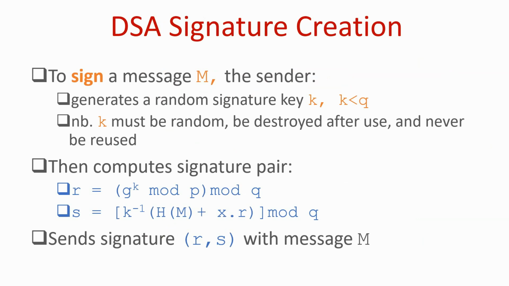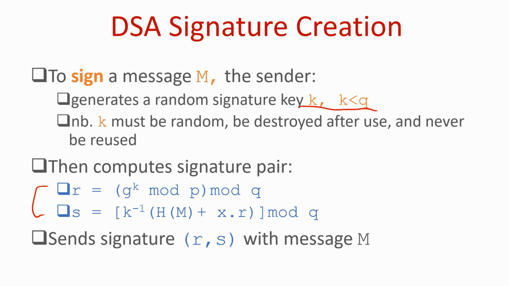Okay, how do you generate a signature? Once you actually have a message M and you want to generate a signature of that message, first thing you do is that you generate a random signature key K. This is basically a random number used only once. It has to be less than Q. And then you compute the values R and S as we see here. R is equal to G to the power of K mod P mod Q. S is equal to the multiplicative inverse of K multiplied by H of M plus X multiplied by R, and all of this mod Q. So how do you generate a signature?